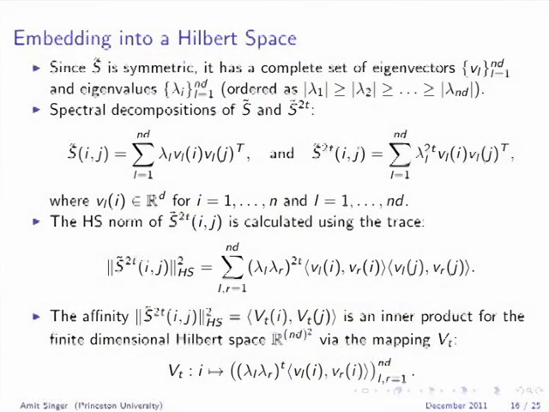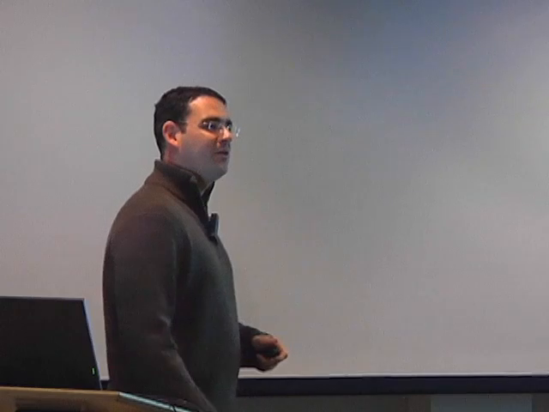So we have this matrix S wiggle. We said it's a symmetric matrix, so it has a complete set of eigenvectors, nd of them, and real eigenvalues that we can order in decreasing order of magnitude. And the i-th block, we can just write it using the spectral decomposition, using all nd eigenvectors. After we raise it to the power of 2t, we just have to take the eigenvalues and raise them to the power of 2t. I actually chose 2t just to ensure positivity, because I don't know ahead of time if the eigenvalues are positive.